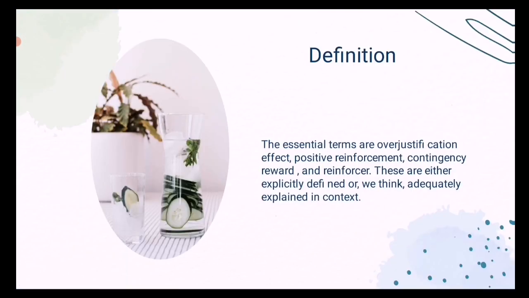Now about the definitions. The essential terms are overjustification effect, positive reinforcement, contingent reward, and reinforcer. These are either explicitly defined or, we think, adequately explained in context. The dependent variables and independent variables are operationally defined.